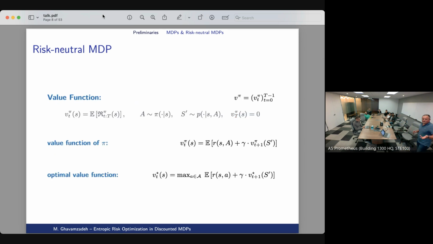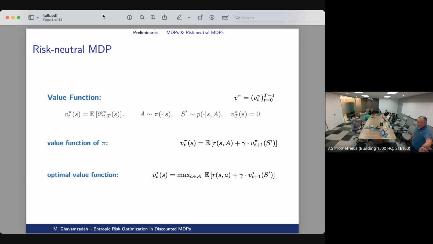And as you know, the most important component in risk neutral MDPs, and basically whenever we work with MDPs, is the value function, which is the expectation of this return random variable. And we know that this expectation can be written using something we call the Bellman equation. Using this Bellman equation, we write dynamic programming, and we can use value iteration or policy iteration to solve the dynamic programming. And all the RL algorithms are the sample-based version of either value iteration or policy iteration algorithm.